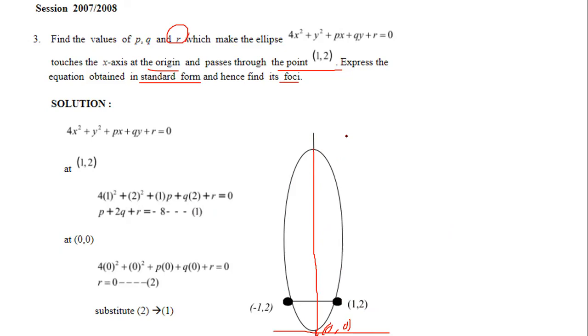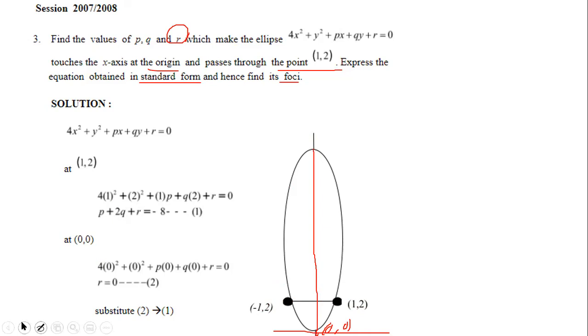And this is a vertical axis, and the y-axis is the symmetry. So we can know that from here to here, the distance is 1, and from here to here, the distance is also 1. So we know there is a point at 1, 2, and negative 1, 2. Okay.